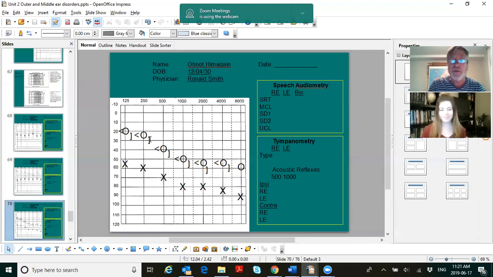He's got a hearing drop in his right ear. And look at his left ear, the X's. They're even worse. But look at the bone conduction. For both ears, right and left, normal. Or they're as good as the right ear. So when you're looking at this audiogram, you'd say, oh, his left ear is worse than his right ear, but by bone conduction, he's hearing the same in both ears.